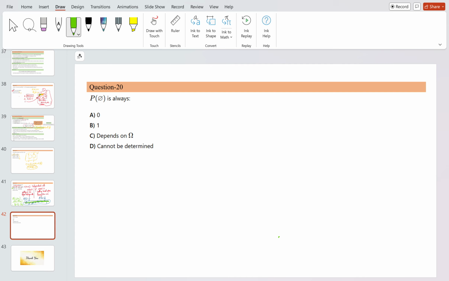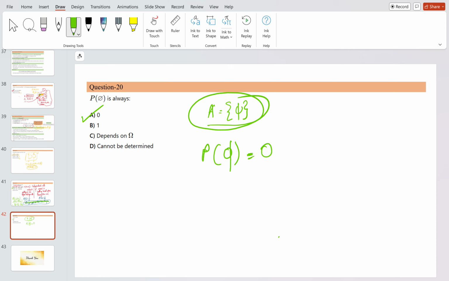So let me explain this. Suppose there is a set A which has no elements. It means that there is no element existing. So the probability of non-existence of any element inside a set is actually 0, because there is no element. So the correct option is option A.